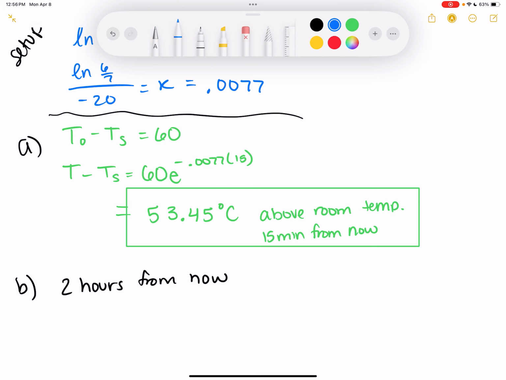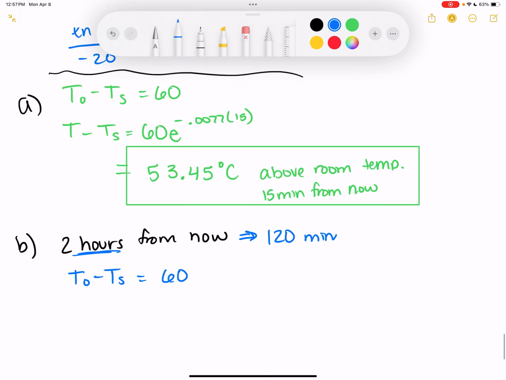The units. This is now hours, but we were in minutes. Since this 0.0077 was done according to minutes, I need to switch this to minutes. So how many minutes are 2 hours? 120 minutes. So I have the same T0 minus TS, which is still 60.